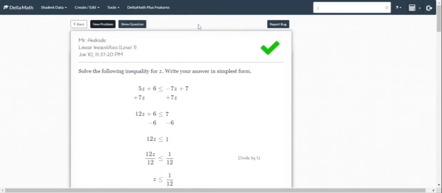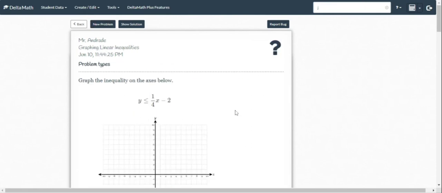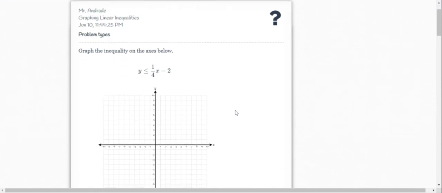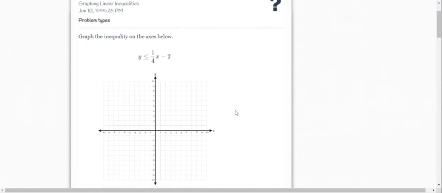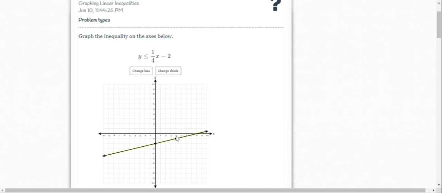All right, so that brings us to our third type of problem. And so we have the graph y is less than or equal to 1/4 x minus 2. So we're going to go ahead and graph that. So we go to negative 2 because that's our y-intercept. And then we're going to go rise over run. Rise is 1. Run is 1, 2, 3, 4. And so that's our line.